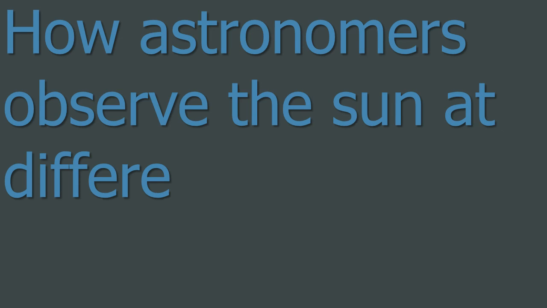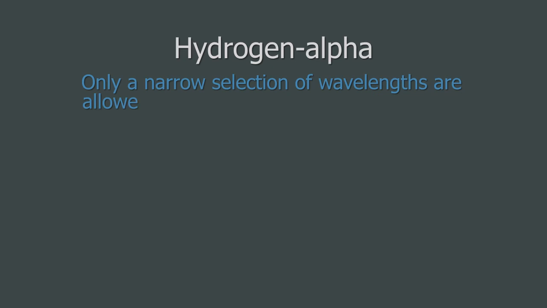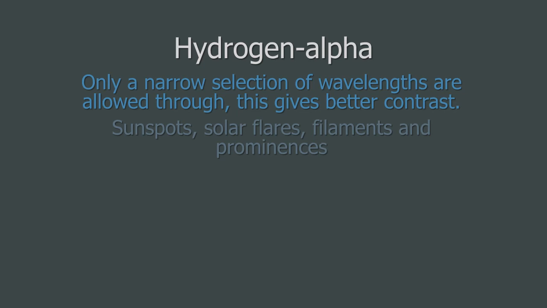10. How astronomers observe the Sun at different wavelengths of light. A hydrogen alpha filter only allows light in a very narrow range of wavelengths to pass through. What this means is that most of the light is blocked by the filter and only a select amount of light is allowed through. This increases the contrast of the image. A hydrogen alpha filter allows for safe viewing of the Sun and sunspots, active regions, filaments, and prominences.